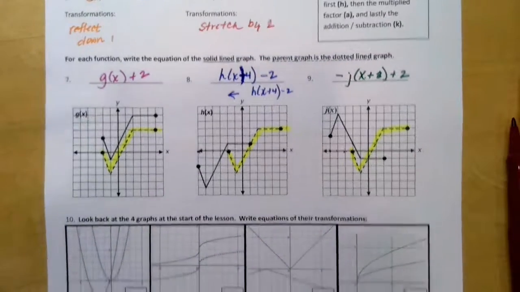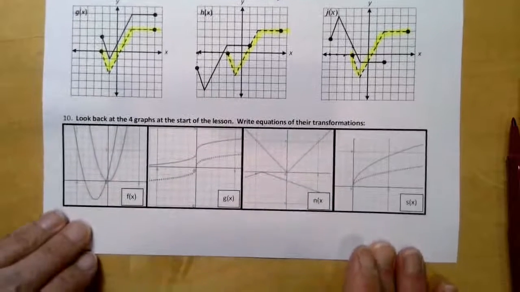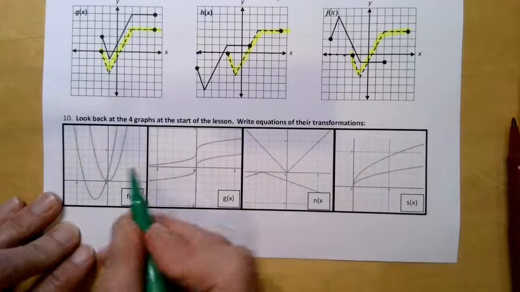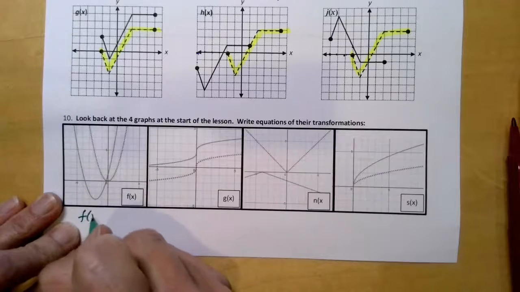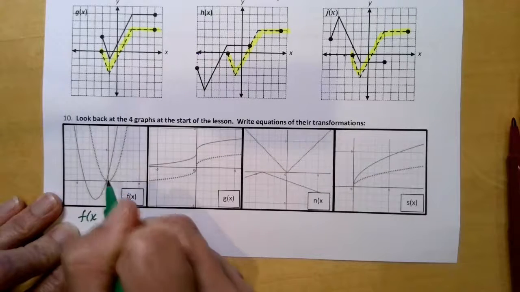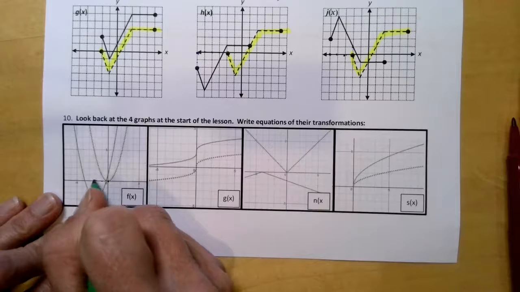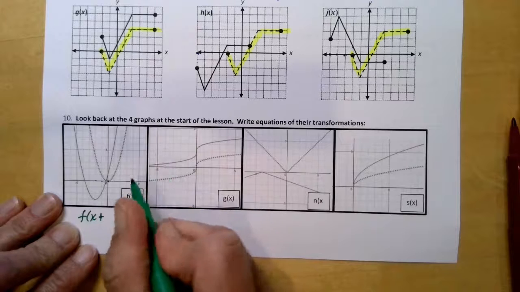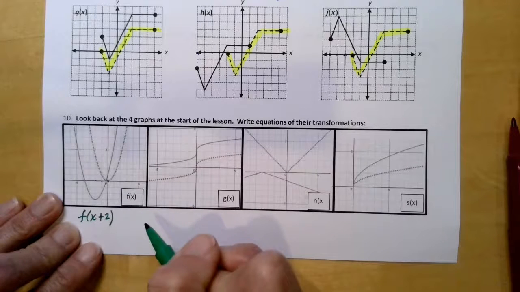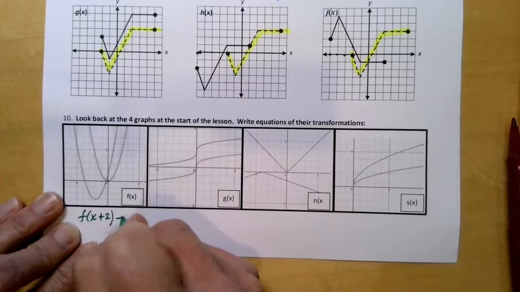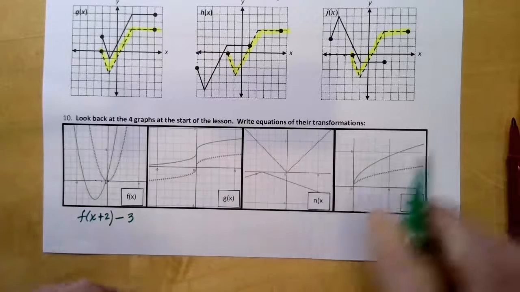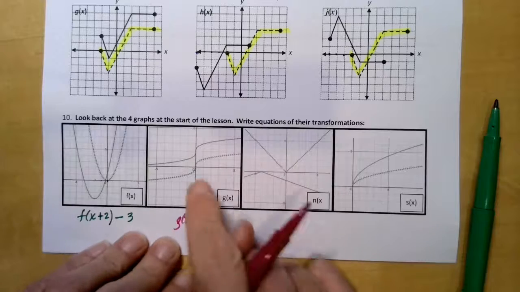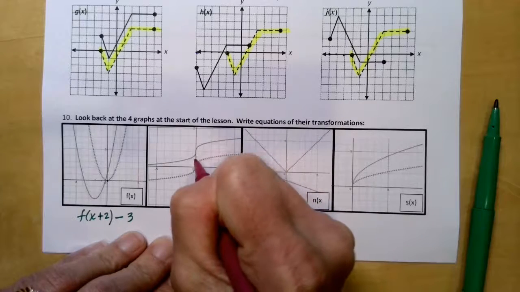Now there's a great Desmos activity that I want you to do, and that's going to help you. But let's go back to those 4 graphs that we talked about originally. If I have f of x as my dotted line, 1, 2, it went to the left, and then it went down 3. Let's see about g of x. G of x is my cube root function, and it went up 1, 2.